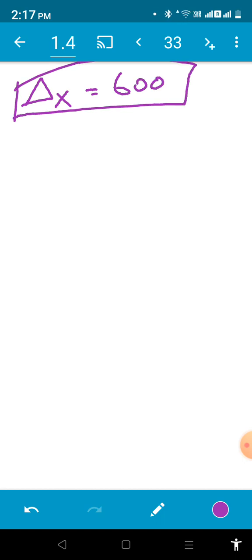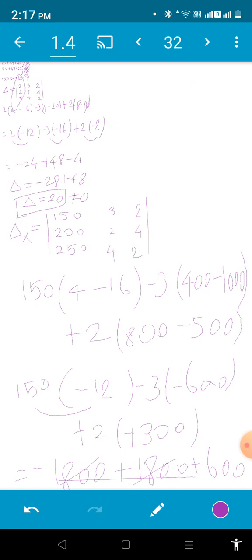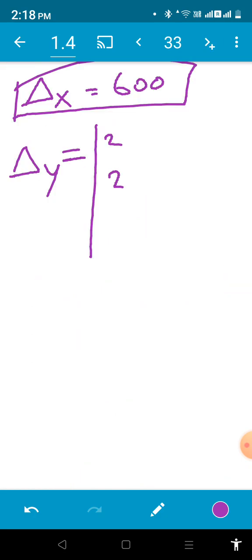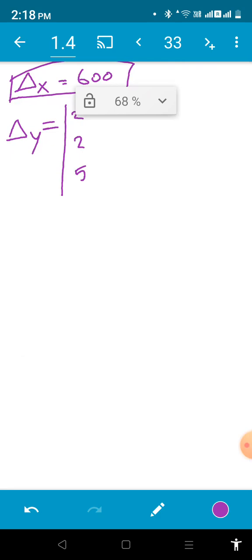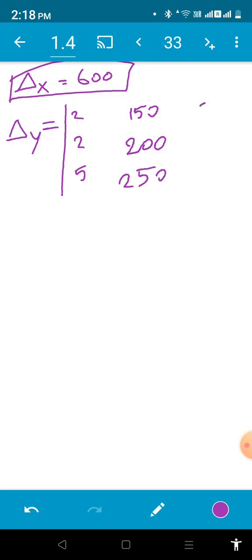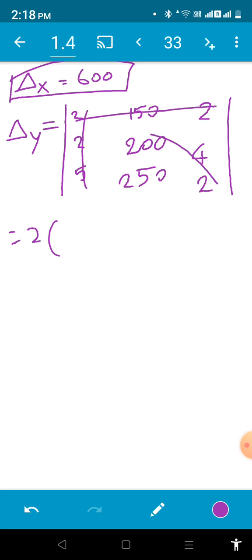Similarly, we have to find delta y. The first column has no changes, 2, 2, 5. Then for the second column, I take the constant values 150, 200, 250. Then the third column has no changes, 2, 4, 2. So I evaluate first 2. 2 into the corresponding row and columns, which get cancelled. 2 into 2 400 minus 1000.